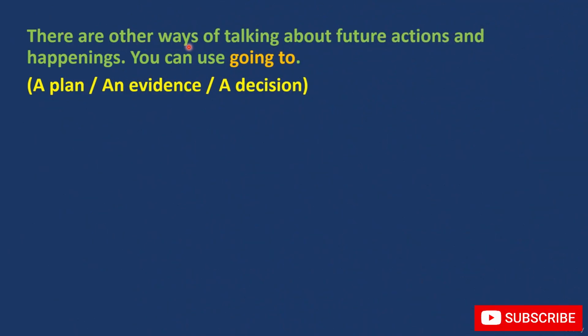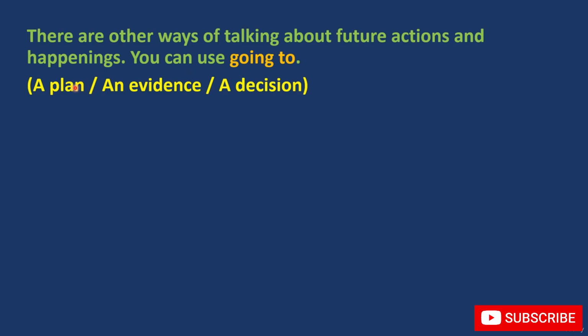There are other ways of talking about future actions and happenings. We used will or shall. Now we are going to use going to. So again, we have the form of will or shall, and now we have the form of going to. We use going to plus infinitive, and before I use going to, I have to use am, is, are.